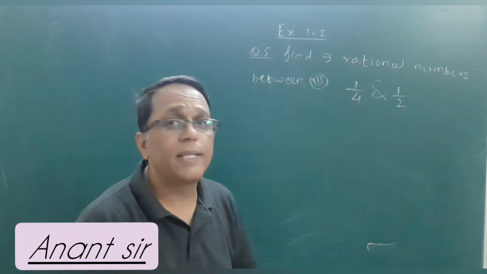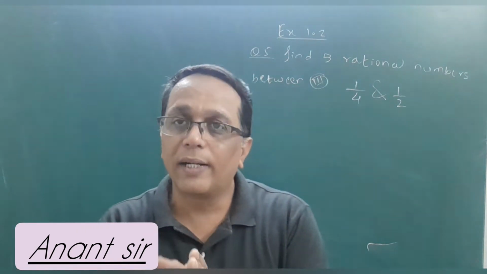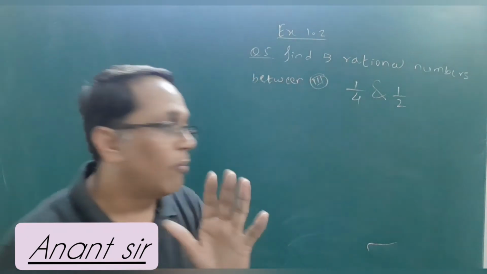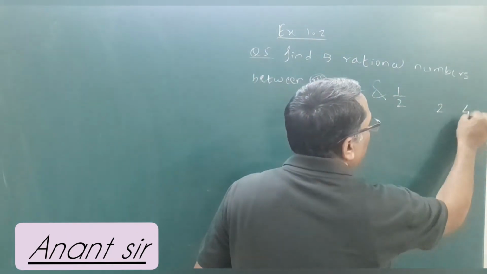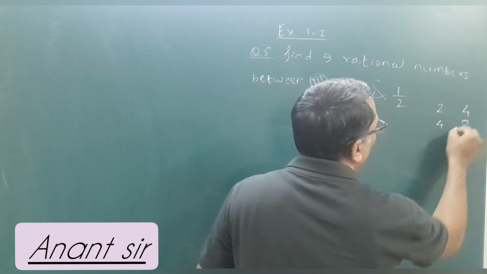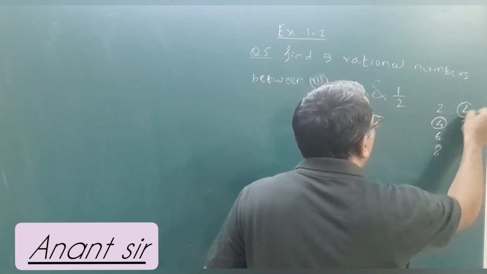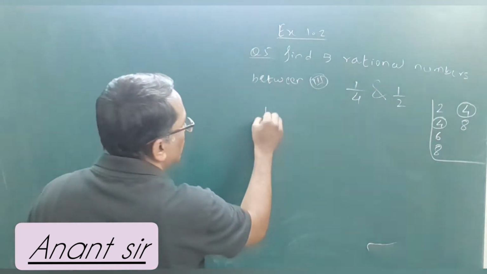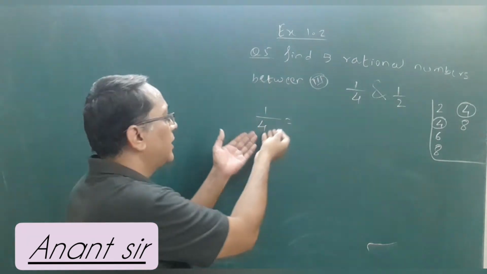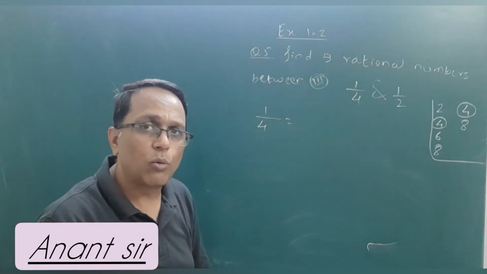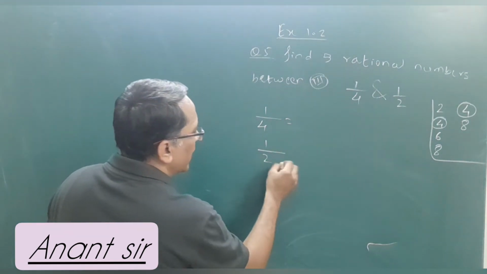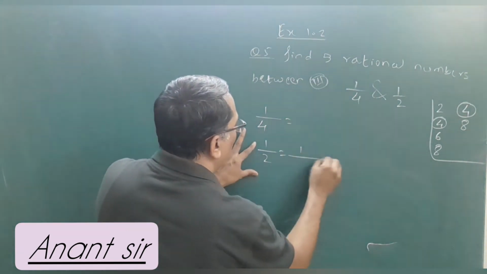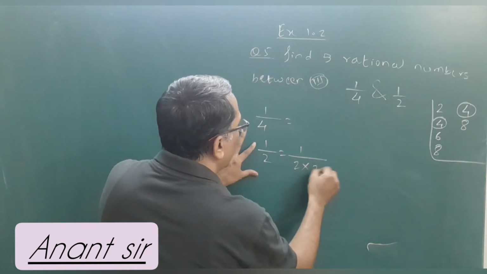Again, what will be the LCM? Now here many students will tell that the LCM is 8, but it is not. If you write the tables, you will get that in both the tables the first common multiple is 4, so the LCM is 4. Now here the denominator is already 4, so I don't have to do anything. In the second one it's 2, so if I want to make it 4, I have to multiply by 2, right?